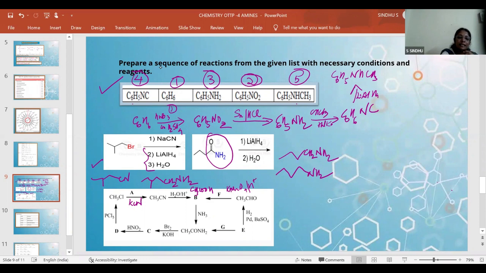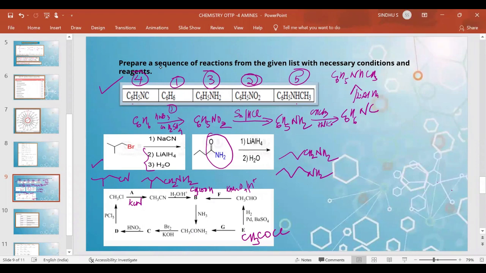And here what will be our E? What is converting to aldehyde by reduction in presence of palladium and BaSO4, catalytic? Acid chloride, ma'am. So this is our acid chloride, ethanoyl chloride. And from ethanoyl chloride to amide, our G will be ammonia. Ammonia will convert acid chloride also to amide.